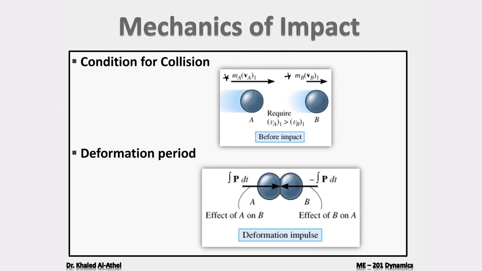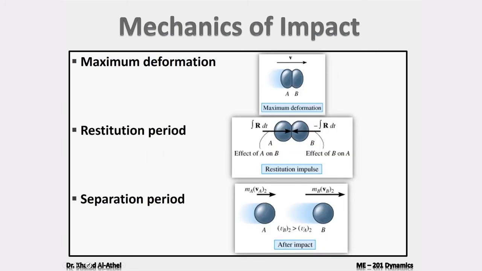Now, once they hit, at the instant they hit, as you know from the principle of impulse and momentum, there will be an impulse acting from A on B, which is the integral of P dt, and there is an opposite but equal impulse from B on A. Now, once these impulses happen, from conservation of momentum, because these two are equal and opposite, I'm going to have a stage where maximum deformation happens, where the two velocities are the same. So the two objects will move with the same velocity.